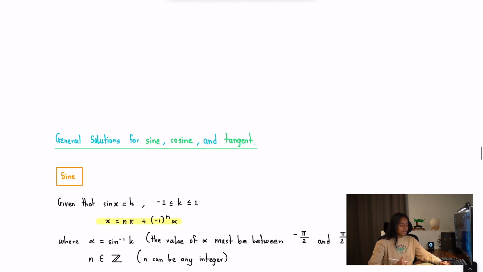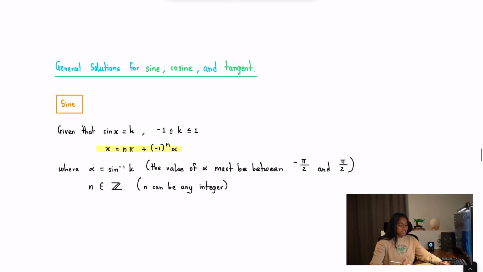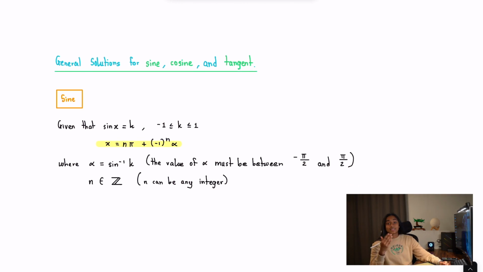Okay, so we're going to look at the general solutions for sine, cosine, and tangent. Given that sine x is equal to k, we're using x, this could also be theta, we're just using x.